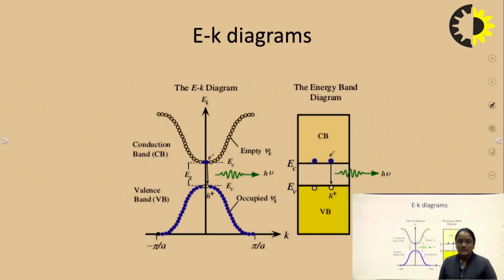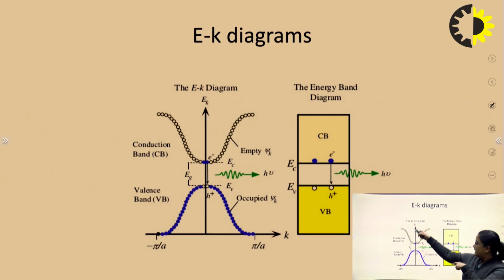Coming to the significance, why we are using this EK diagram, the major application is that we use it to differentiate between direct and indirect semiconductors. This EK diagram plays a major role in this differentiation, as it helps in determining which is a direct band gap semiconductor and which is an indirect band gap semiconductor.